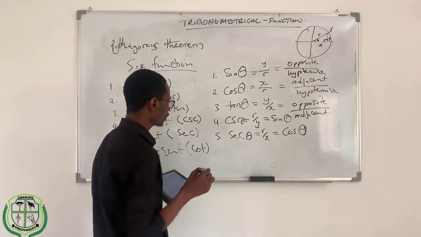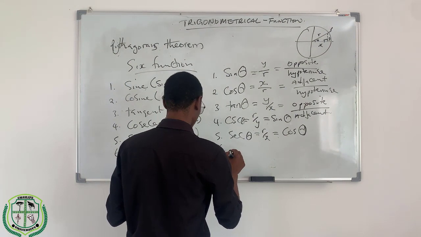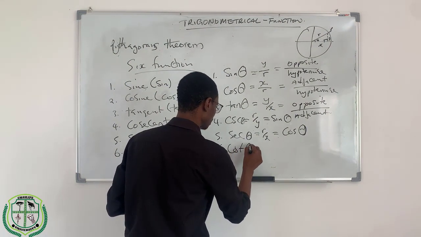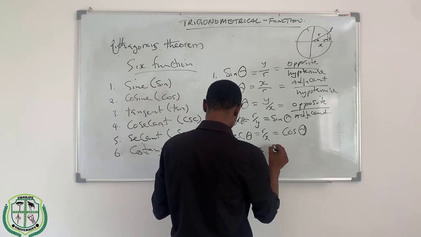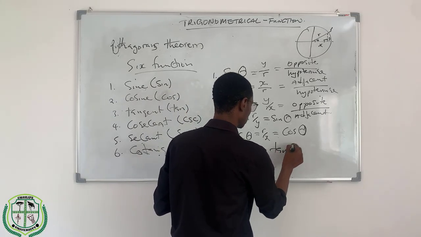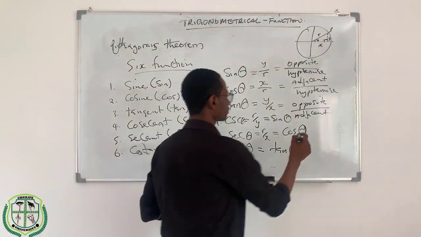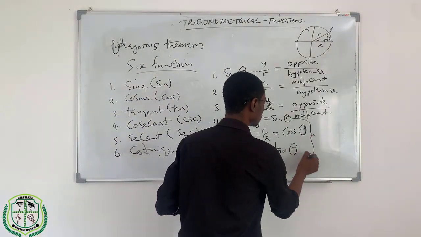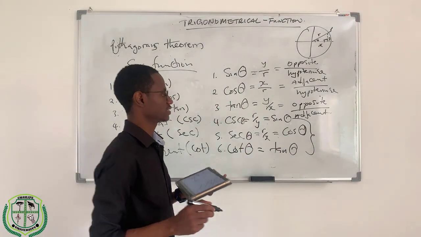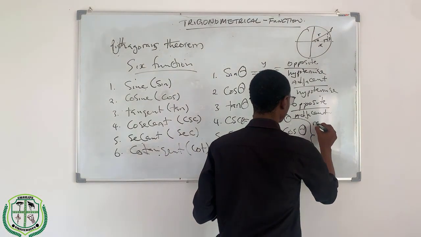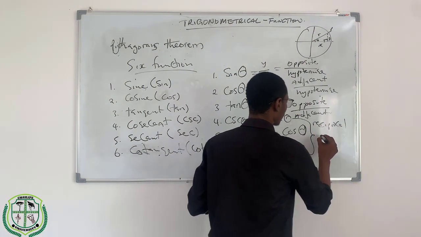Then we've got the cotangent. Cotangent, cot theta, is given by the reciprocal of tan theta. Now, these three are called reciprocal functions.